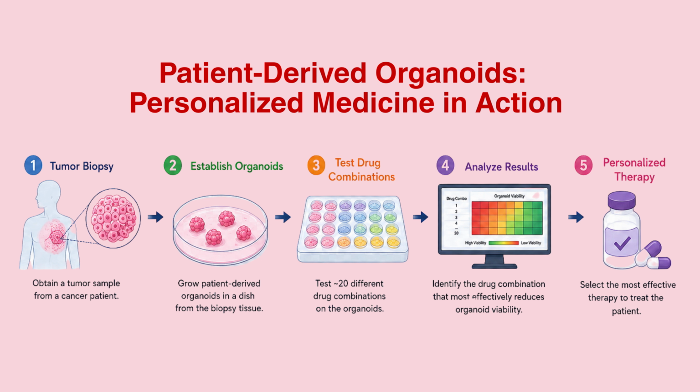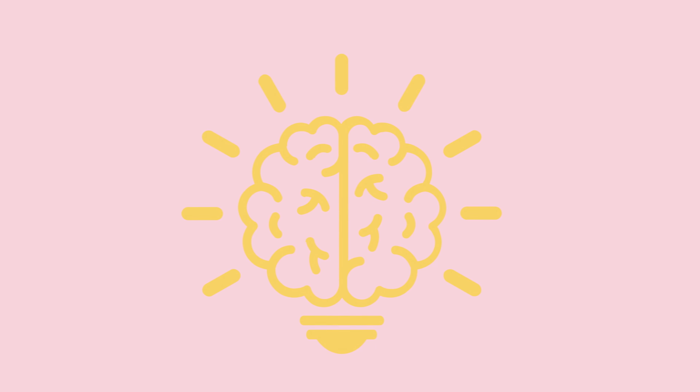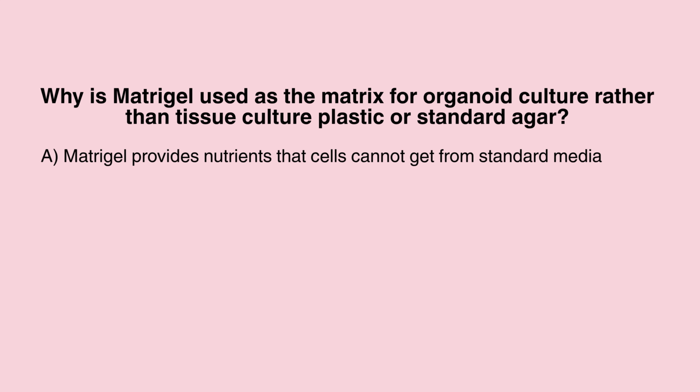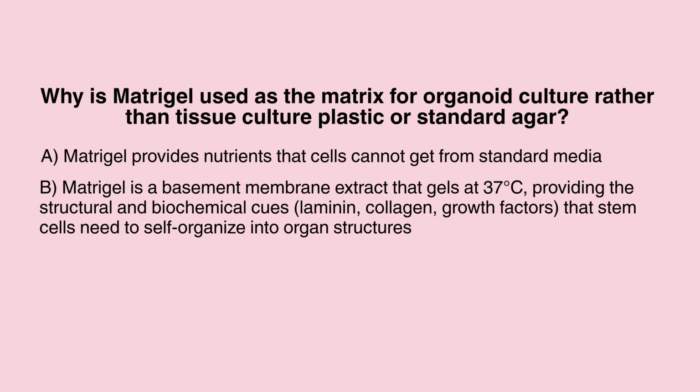Now, let's test your understanding with another question. Here's the question: why is matrigel used as the matrix for organoid culture rather than tissue culture plastic or standard agar? A. Matrigel provides nutrients that cells cannot get from standard media. B. Matrigel is a basement membrane extract that gels at 37 degrees Celsius, providing the structural and biochemical cues that stem cells need to self-organize into organ-like structures.